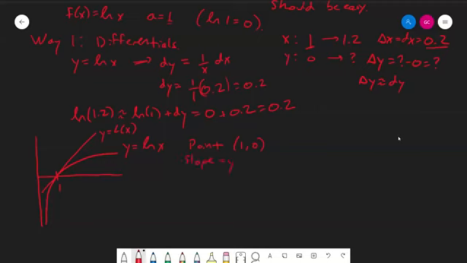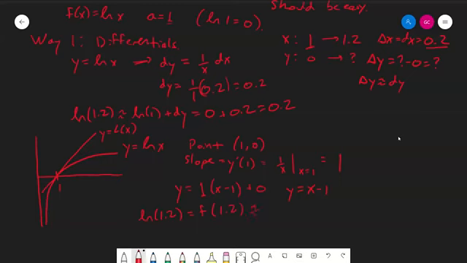And the slope is what we get by plugging 1 into the derivative. Well, the derivative is 1 over x, and plugging 1 in gets you 1. And so the equation of that line is y equals 1 times x minus 1 plus 0. So, in other words, y equals x minus 1. And so finally we say, well, the natural log of 1.2, that's what you would think of as being f of 1.2.